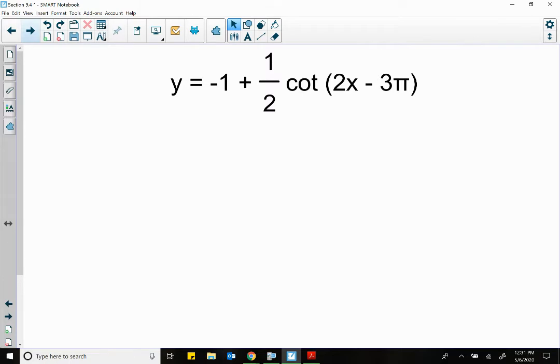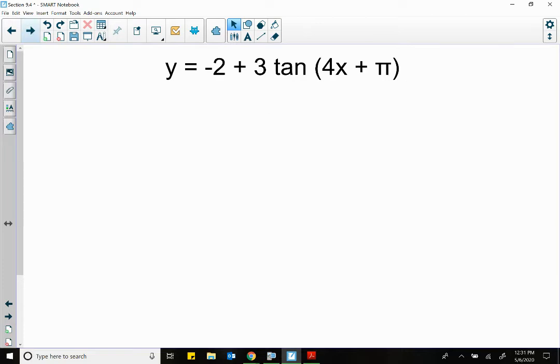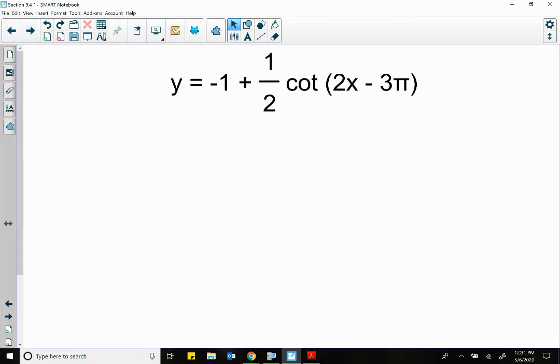Okay? All right, so let's talk cotangent and tangent. So I have 2 problems left. Let me do cotangent with you, and then I'm going to have you try tangent on your own. Okay, so you kind of get a feel for things.